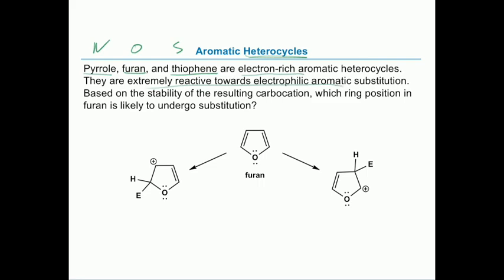You can imagine benzene. Benzene has 6 pi electrons over 6 atoms. This is 5 atoms and still 6 electrons. So there's a higher electron density in the ring compared to something like benzene. As a result, they're very commonly better nucleophiles than benzene. So if you actually had both, the furan or the thiophene would react preferentially to benzene in the same molecule.